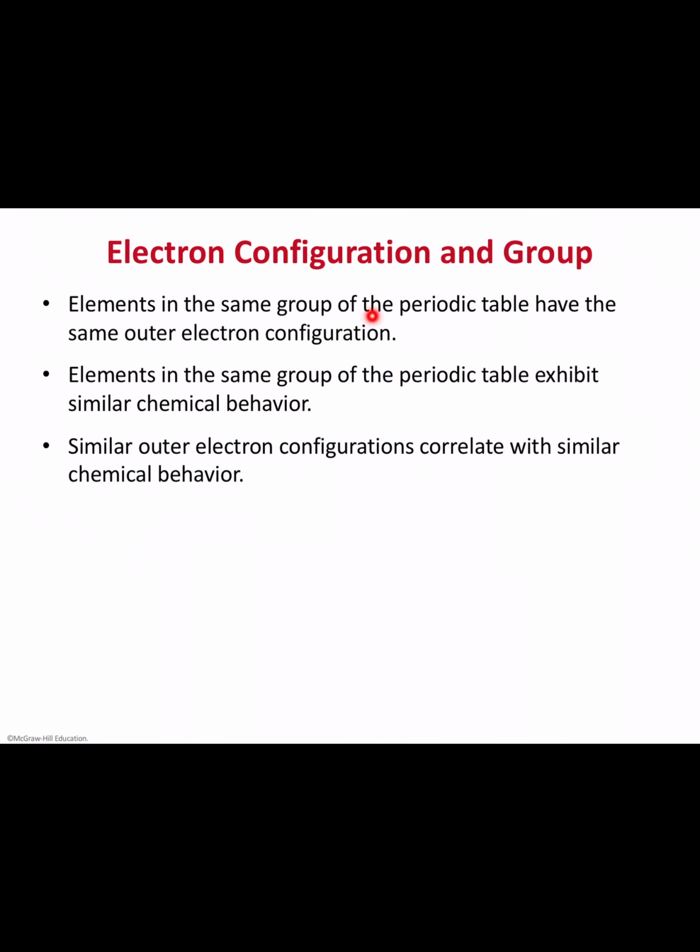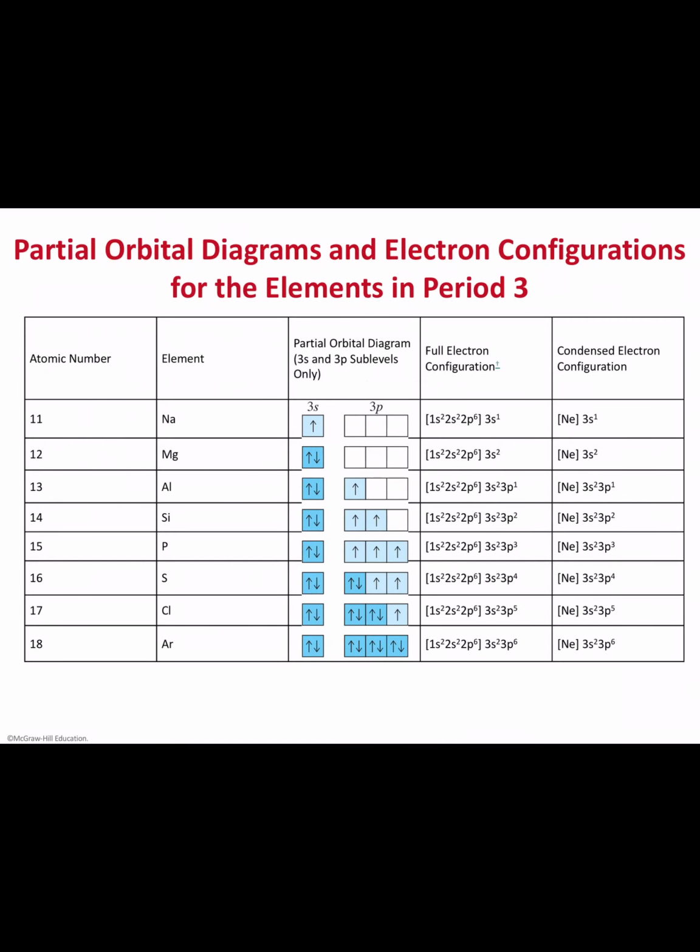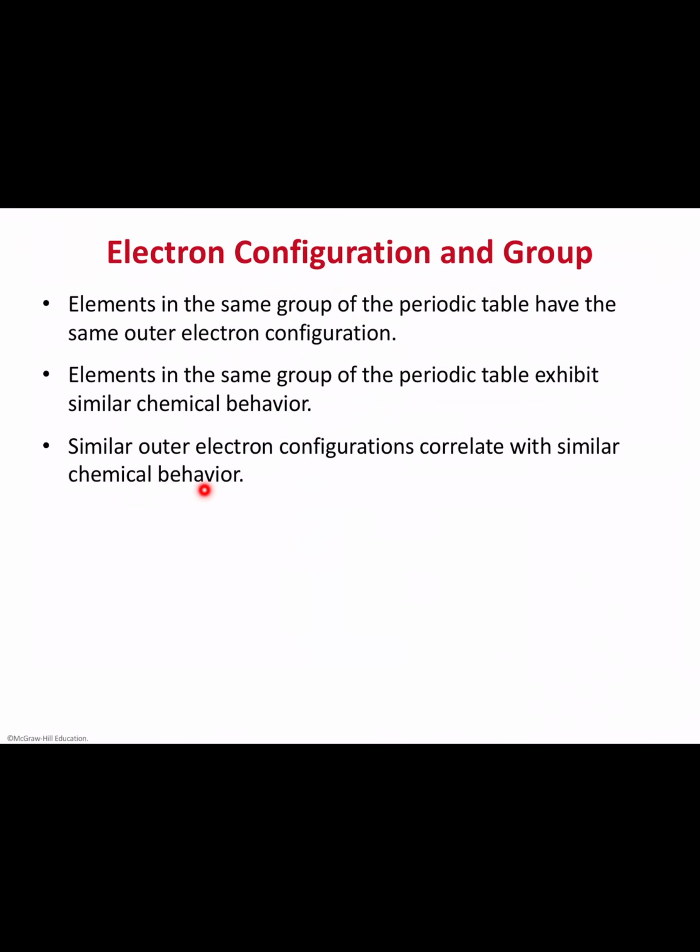Elements in the same group of the periodic table have the same outer electron configuration. Elements in the same group of the periodic table exhibit similar chemical behavior because it's always the outer electrons that participate in making bonds and doing some reactions. Since they all have the same electron configuration, they have similar behaviors. Okay, similar reactions. Similar outer electron configuration correlates with similar chemical behavior.